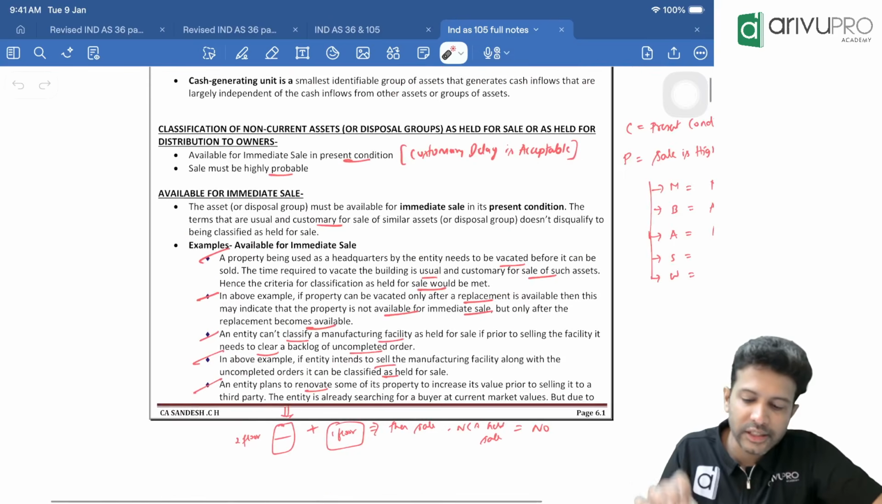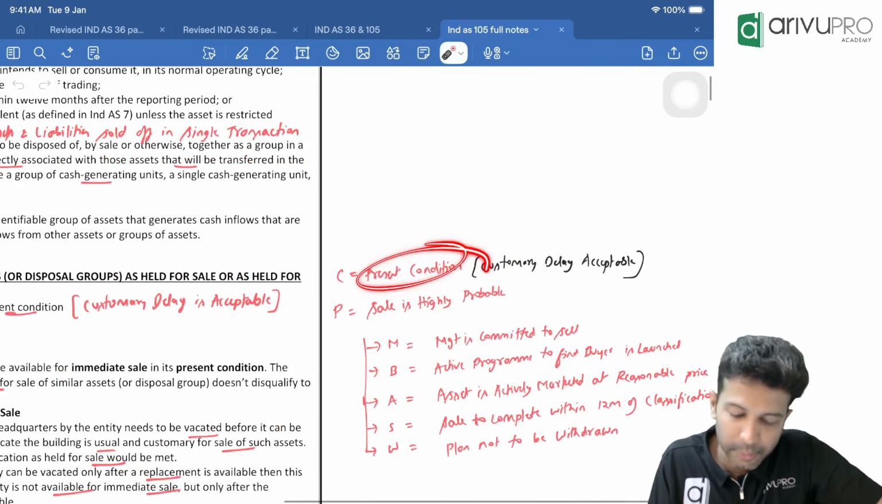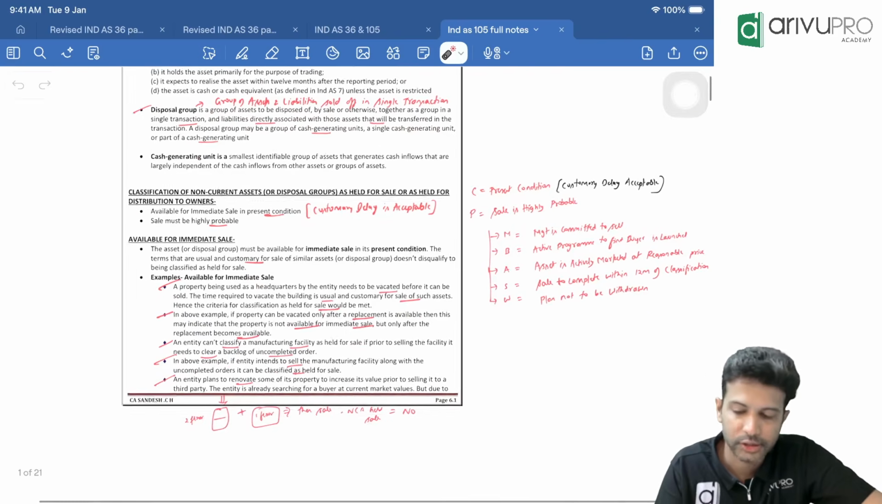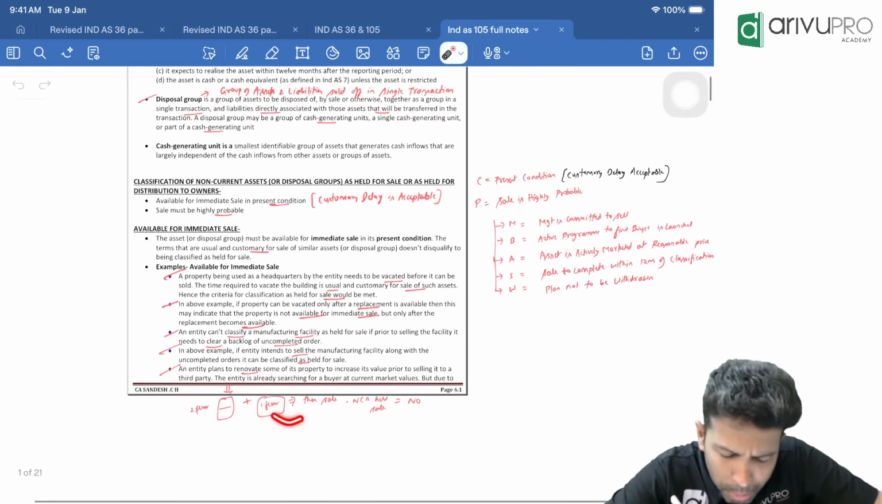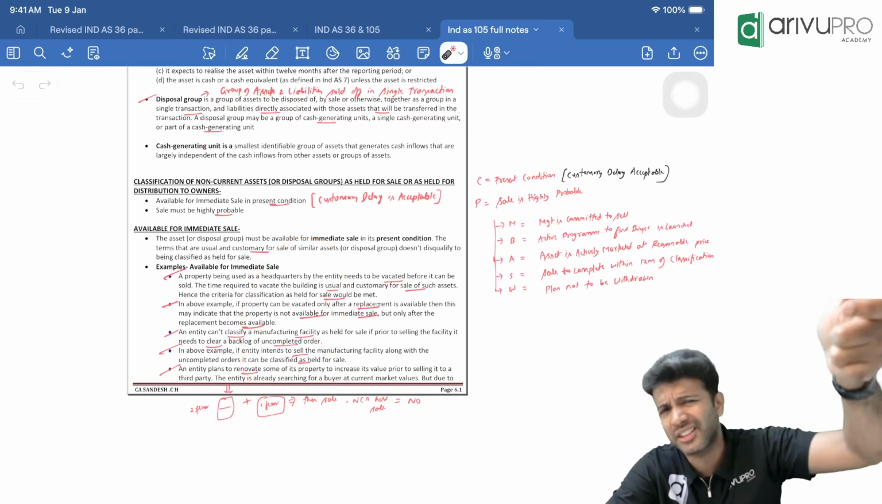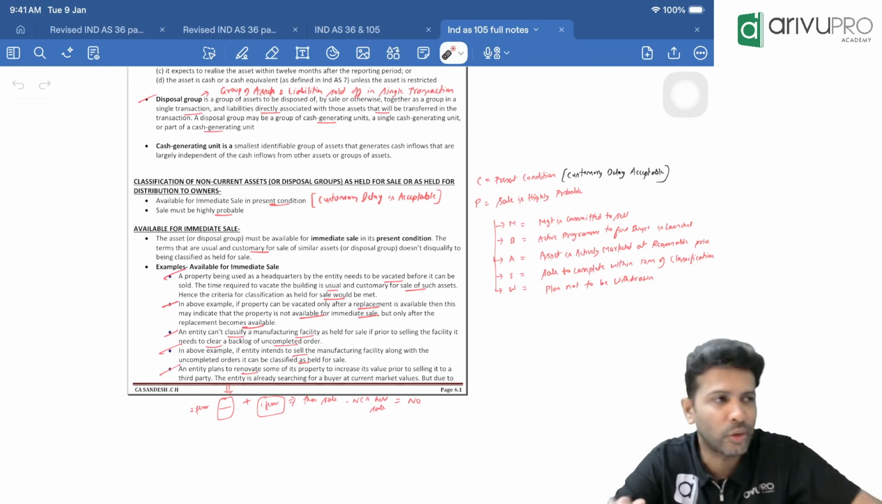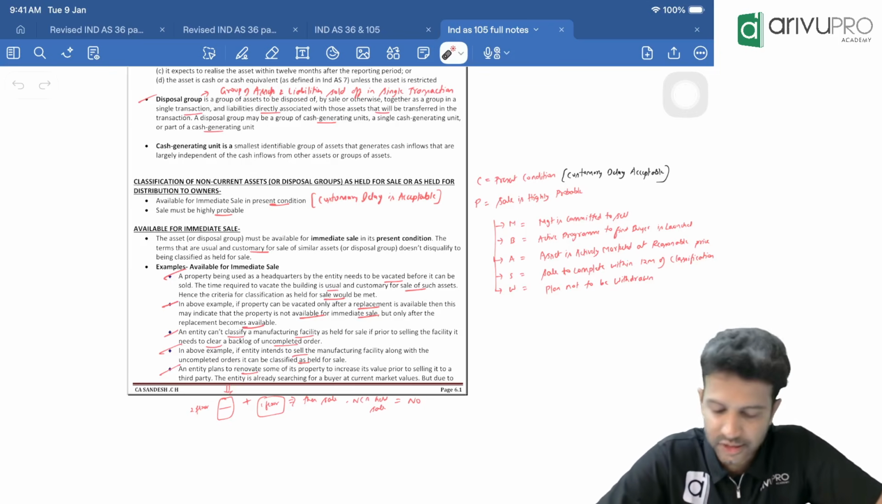Any doubt in this first condition so far, people? Sellable in present condition. Doubt or got it? Again, no need to mug up the example. They will give you this case study. All you have to do is identify whether the condition is satisfied or not. That's what you need to basically identify in these cases.